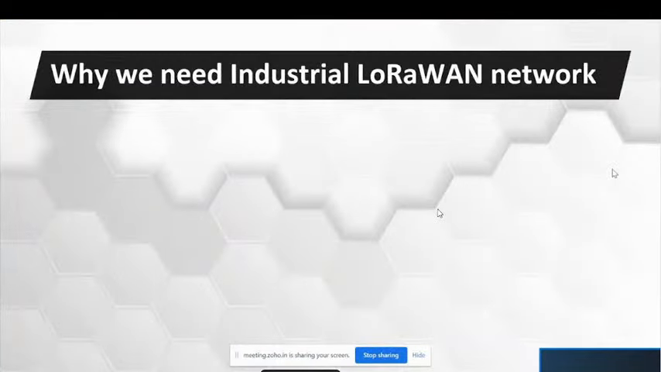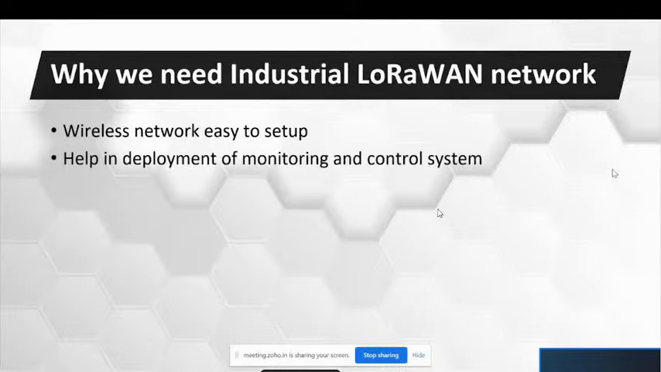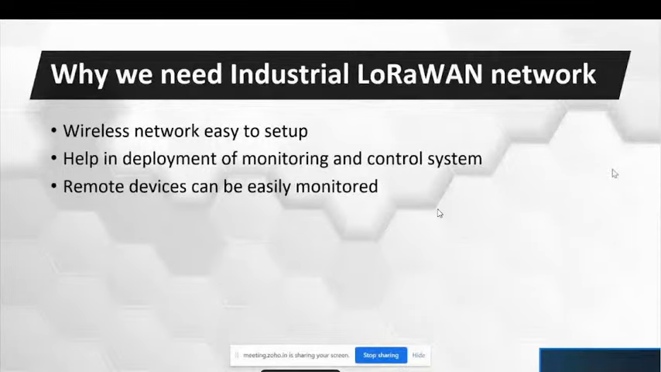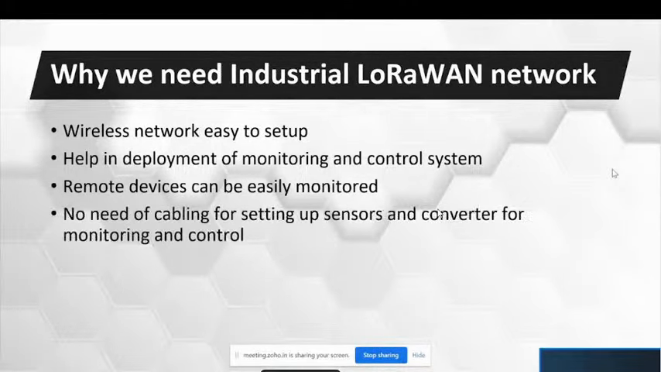So why do industries need a LoRaWAN network? First, it is very easy to set up, and it helps in deploying monitoring and control systems. We can monitor devices very easily because it has a very long range, and we don't need a lot of cabling for the devices, because often devices are battery powered or solar powered, so we don't even need cabling for power.